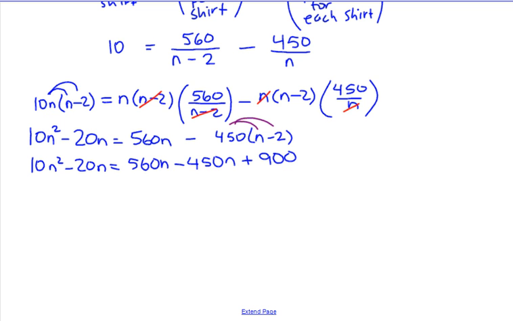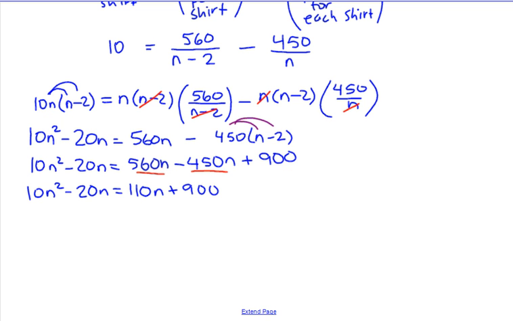Okay, now there's an n squared here. So whenever we have an n squared, that's when we bring everything to one side. So we're going to bring everything over here. We have some like terms we can collect first if you'd like. 560 minus 450 is 110, so 110n.